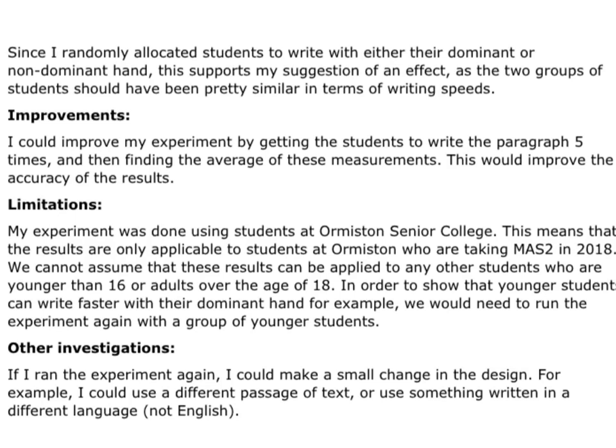So I can say that because I randomly allocated, and because I've done that random allocation and I've controlled conditions, I've got a reasonably well-designed experiment here. So that's why I'm able to make that claim. So in terms of improvements, I could improve that if I got every student to write the paragraph 5 times, then I could find the average of those, and that would give me a much better estimate of how long it takes somebody to actually write it. Okay? So that's one improvement I could make.